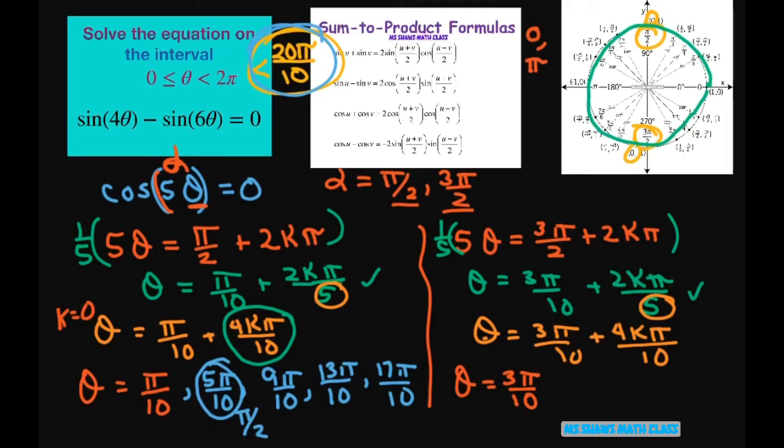Now, let's do the same thing for this one. We keep adding 4 pi divided by 10. So add 4 to 3 pi, you get 7 pi divided by 10. Add 4, 11 pi divided by 10. 15 pi divided by 10. And then we'll have 19 pi divided by 10. Including these two.